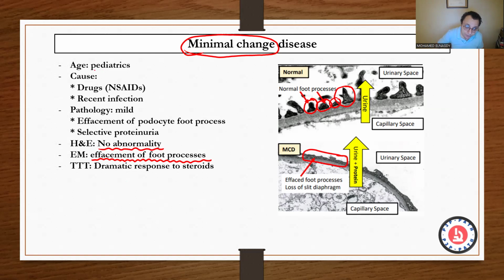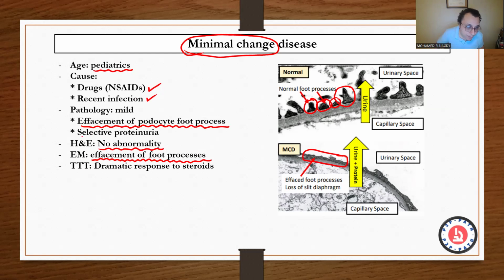This happened in the pediatric population, the minimal change. I always say minimal is for those who are minimal or those who are small, the pediatric population. And it happens as a reaction, immune reaction to a drug or to a recent infection. It leads to effacement of the foot processes of the podocytes, and it leads to nephrotic syndrome.